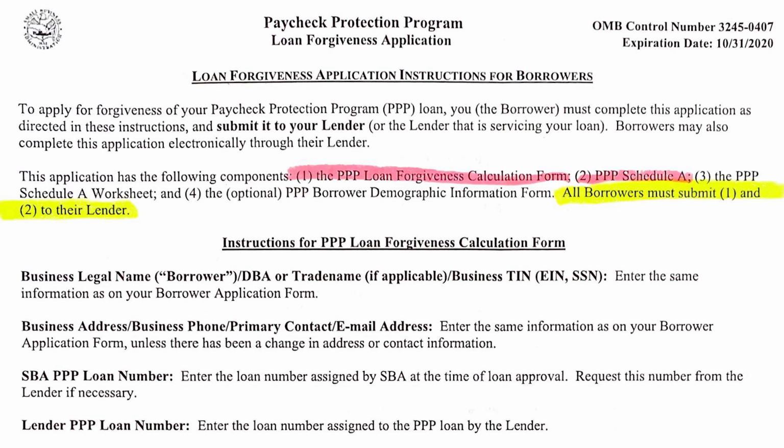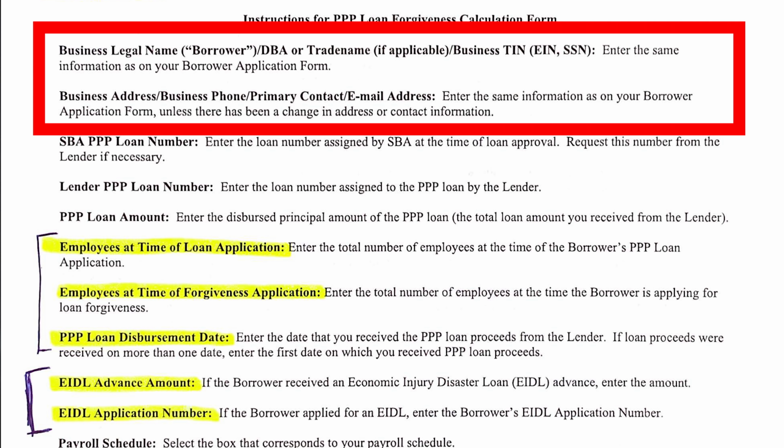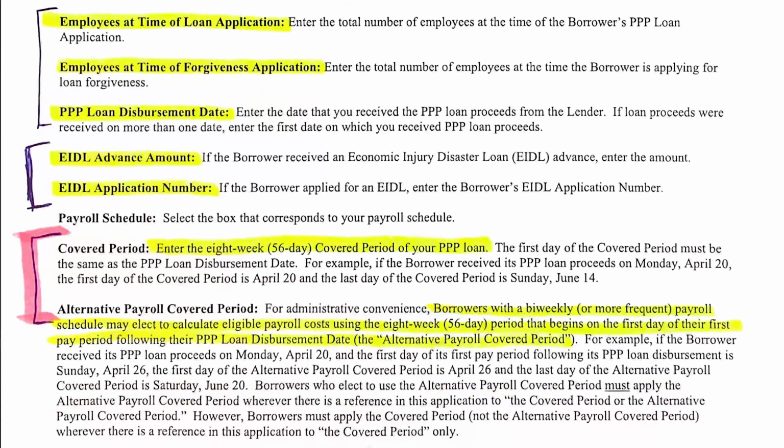I'm pointing that out because it is 11 pages and it seems really redundant when you're going through this, but you do want to go through every single page just to get familiar with this application so you can make sure that you're maximizing your PPP loan forgiveness. And the next section on that first page is the instructions for the PPP loan forgiveness calculation form. The first few are just your basic information, but you can see that I have 3 groupings here.